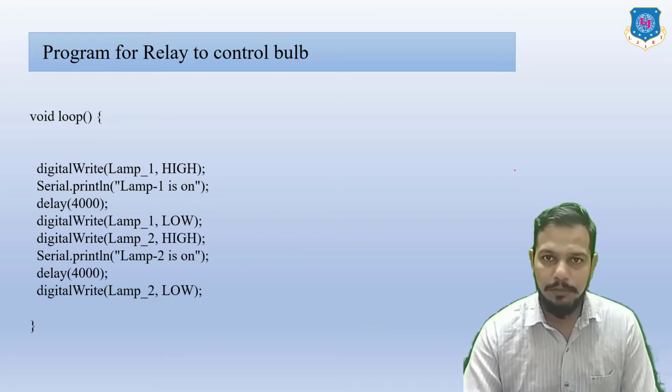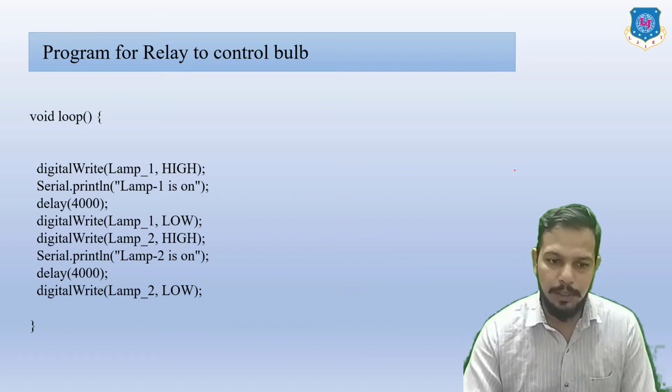Void loop: here we are going to repeatedly run this program, that's why we are using void loop. digitalWrite(lamp1, HIGH). Serial.println("lamp 1 is on"), because we have to print lamp 1 is on in the serial monitor. That's why we are using this. Delay 4000 milliseconds, so that means 4 seconds.